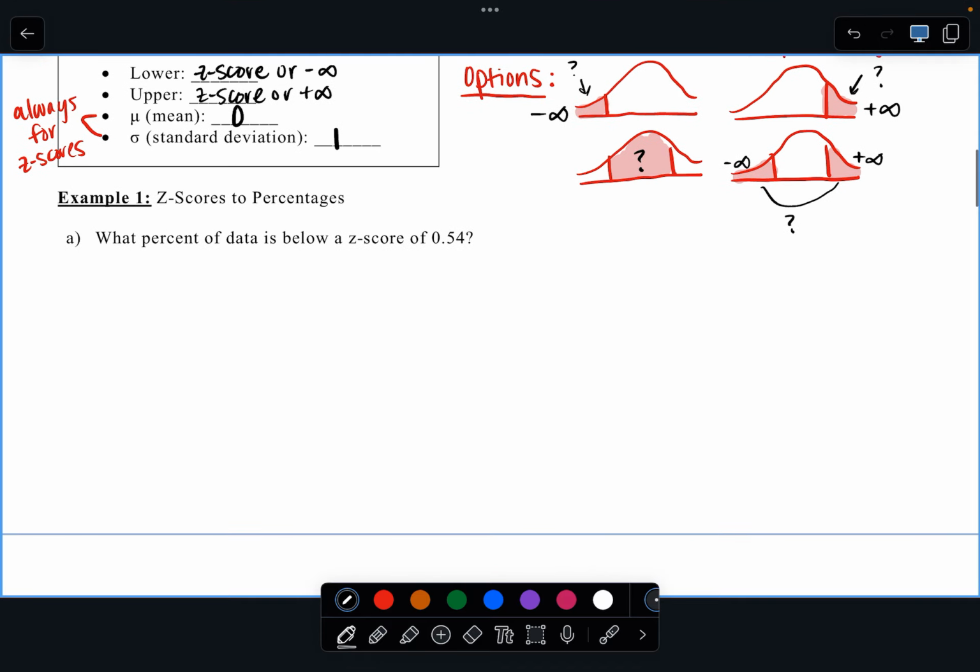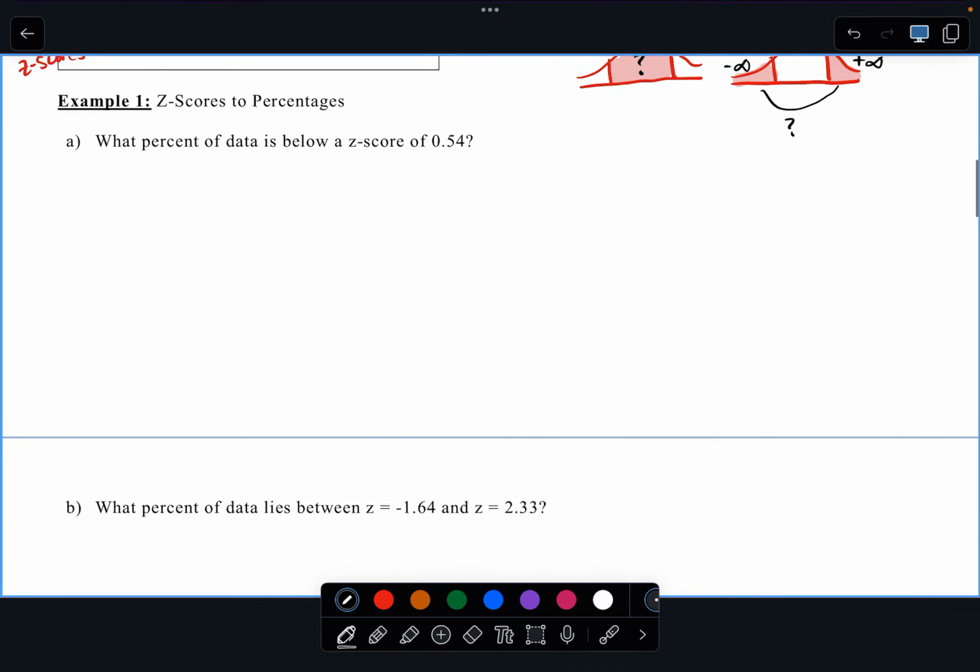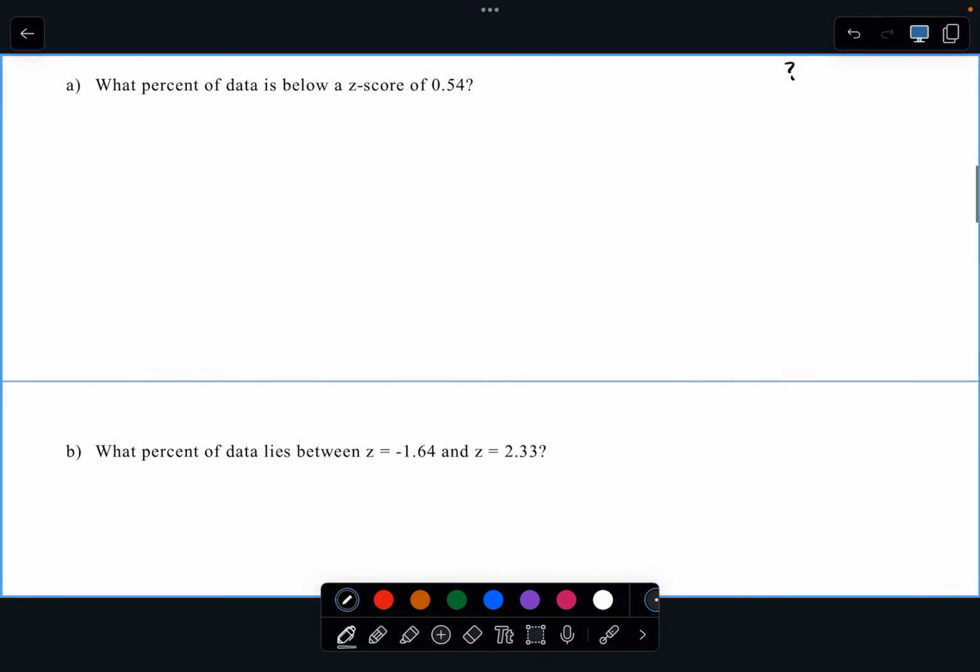What percent of data is below a z-score of 0.54? So I'm going to show you what an FRQ response should look like. The first thing that you have to have is a calculated z-score. And in our case, they gave us a z-score. They tell us it's 0.54. So I don't have to use the value minus mean over standard deviation. I can just use what I already am given.